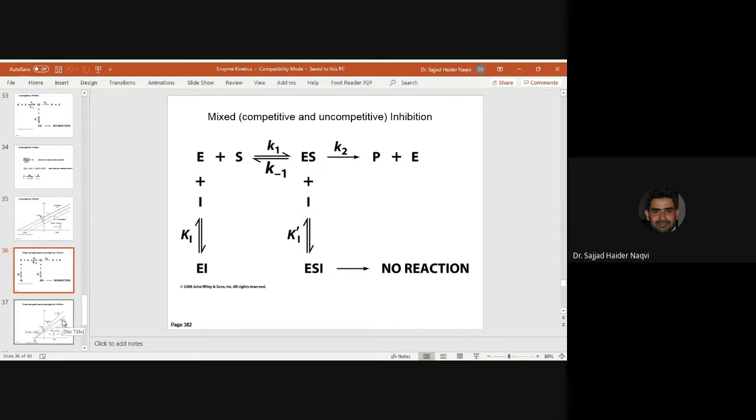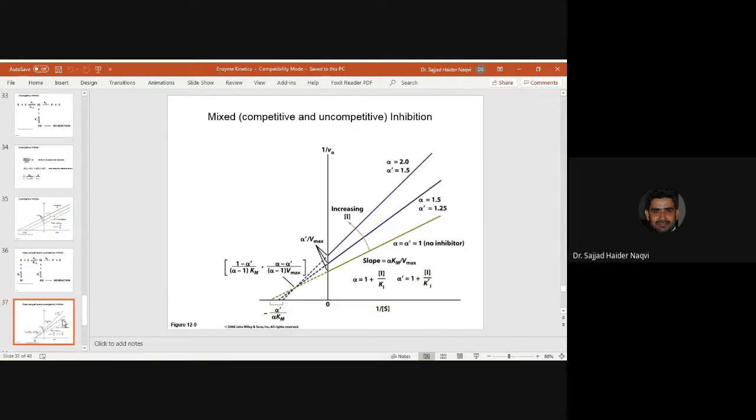If we plot that in terms of the Lineweaver-Burk plot, this is the graph. What can you see as the differences here? In absence of the inhibitor, this is the graph, the green one. Then when you have inhibitor, the Km is increased. When you have more inhibitor, Km is further increased. That was the case of competitive, if you remember. While the Vmax is also changing, which was the case of uncompetitive.